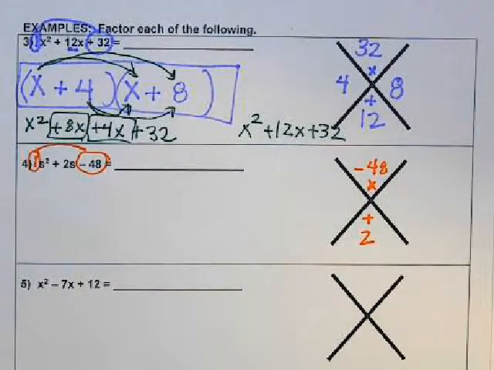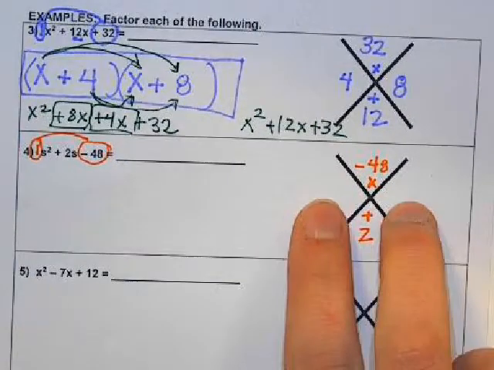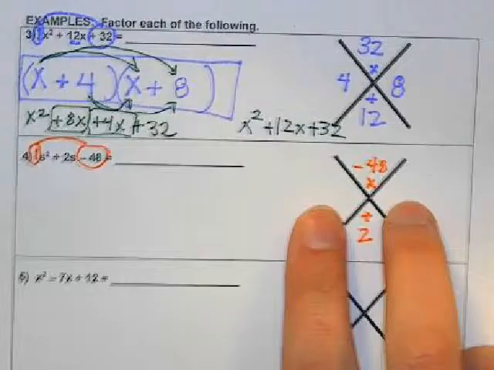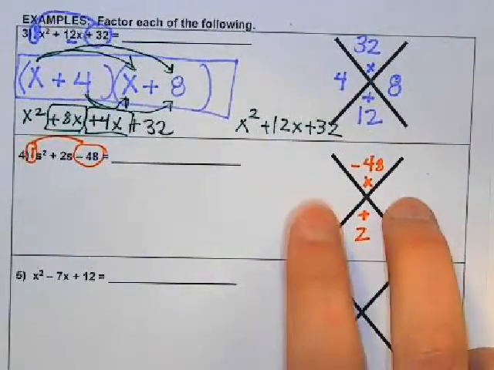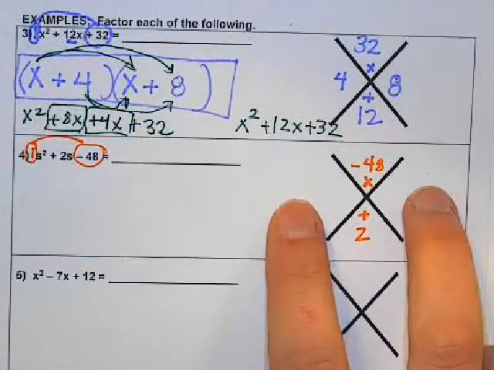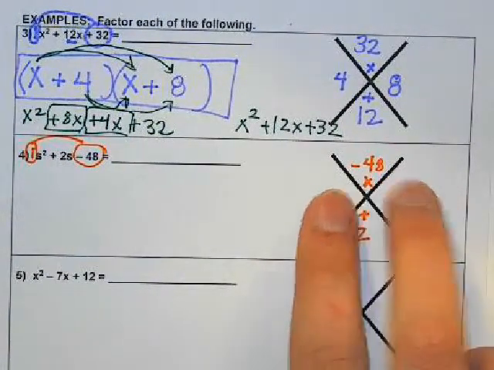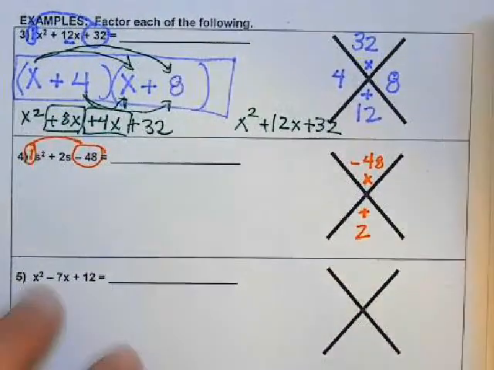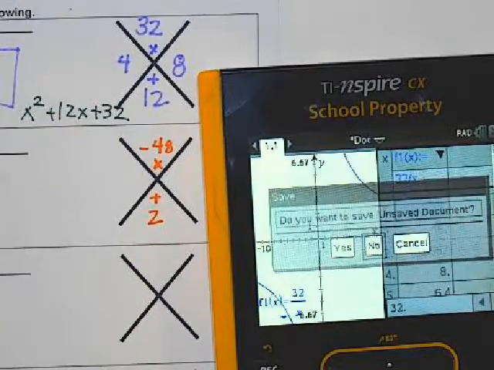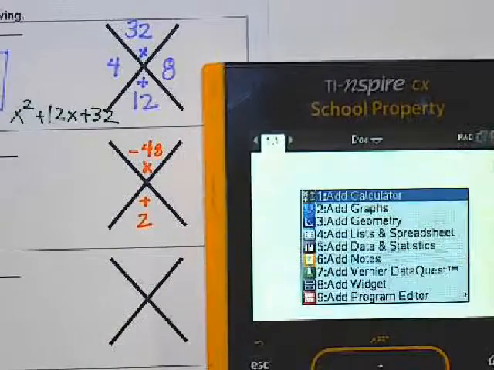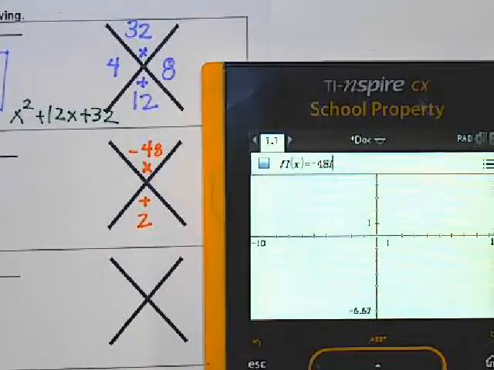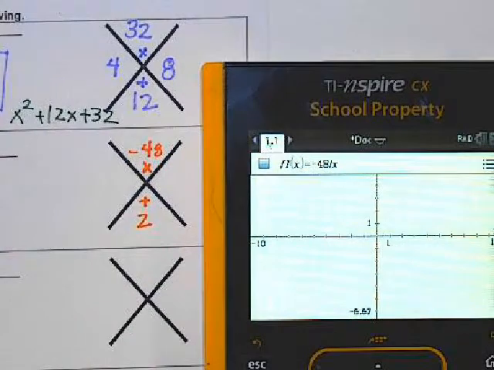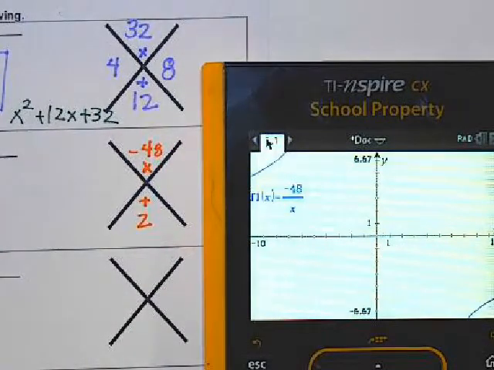Now I need to go find the side numbers. Ethan, are you looking up here? We've got to go find the side numbers. So my side numbers are going to multiply together to get negative 48 and add together to give me 2. So I'm going to go to my calculator and go to a new graph and plug in negative 48 divided by x. Control T.